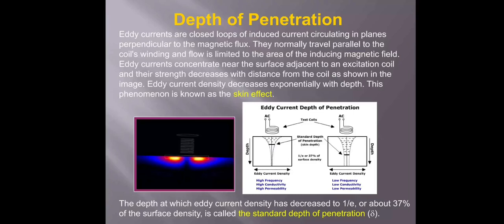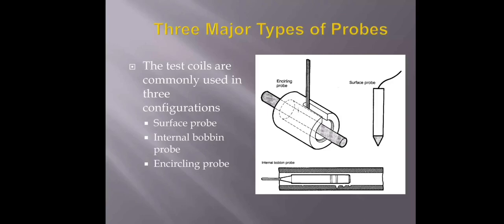Eddy current density decreases exponentially with depth. This phenomenon is known as skin effect. The depth at which eddy current density has decreased to 1/e, or about 37% of the surface density, is called the standard depth of penetration. As the image shows, the test coils are commonly used in three configurations: surface probe, internal bobbin probe, and encircling probe.